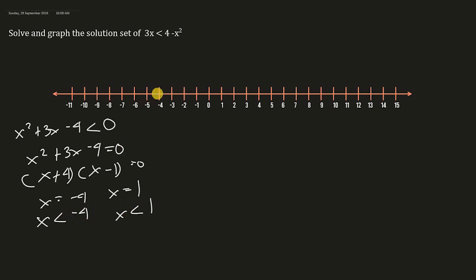X, where is negative 4 ulit? Dito siya. Lalagyan ko yan ng hole. Bakit hole? Hindi siya shaded circle? Kasi walang equal, walang line underneath dito. Ibig sabihin, hindi included yung 4. Gets? Also here sa 1.